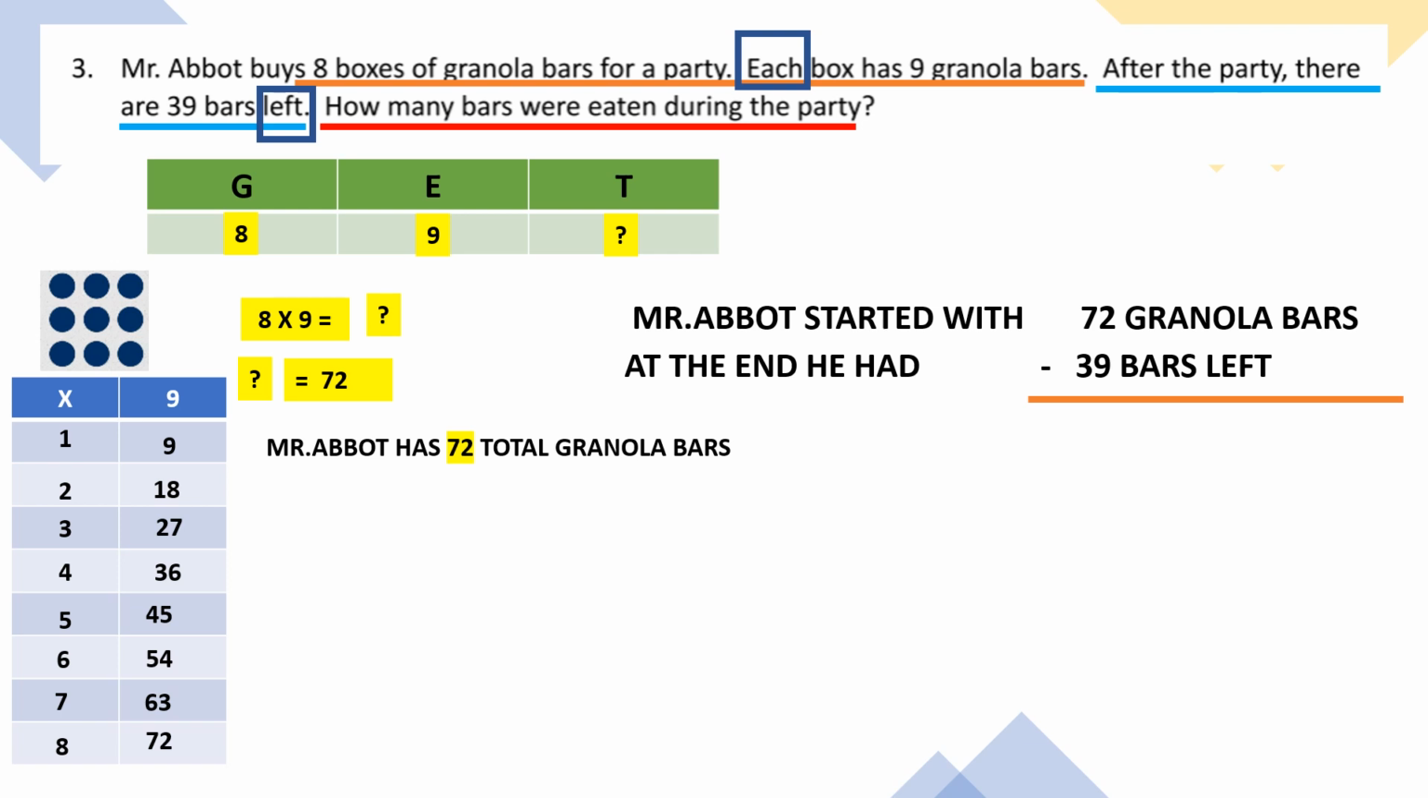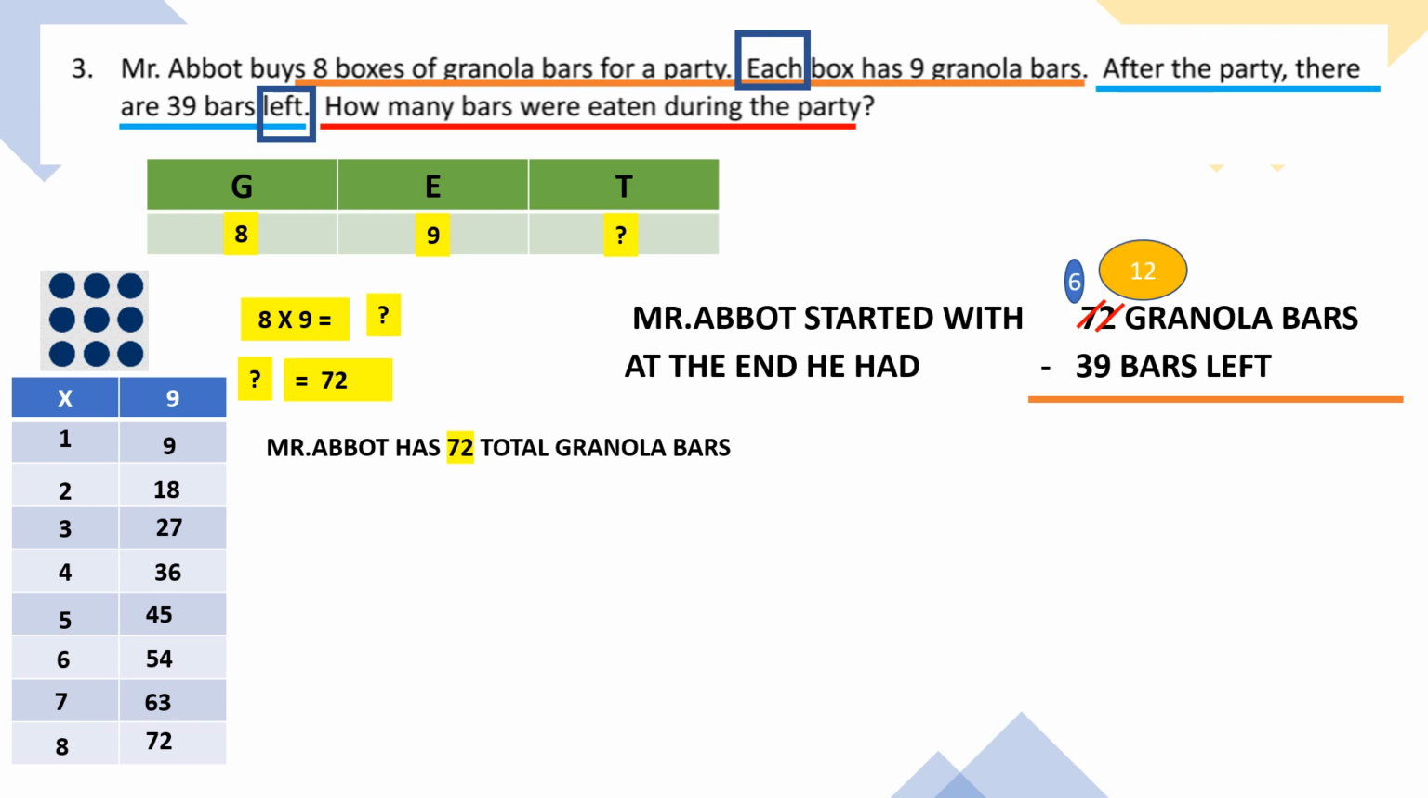As always, we want to start with our ones place. 2 minus 9. Well, I can't do that. If I hold up 2 fingers, I can't take away 9. I don't have enough. But I can go next door to the tens place. I'm going to turn that 7 into a 6. And that 2 becomes a 12.